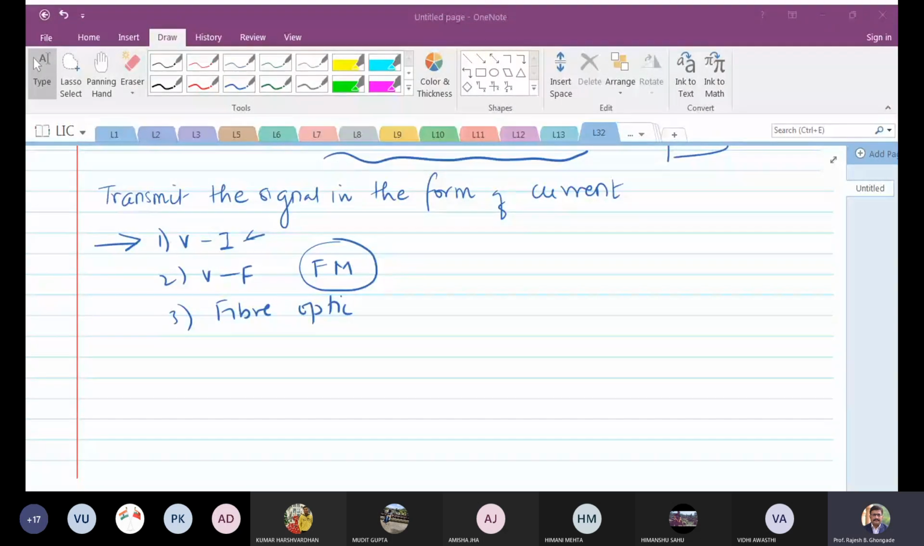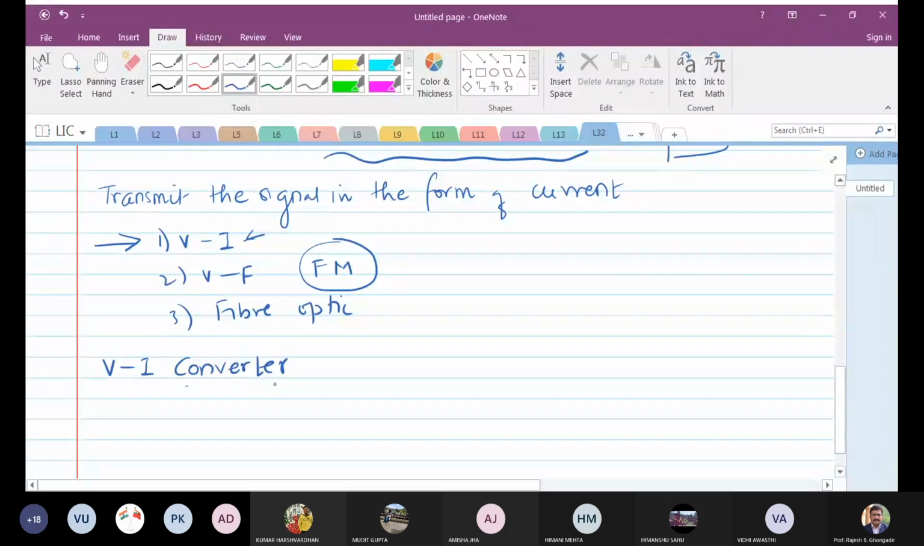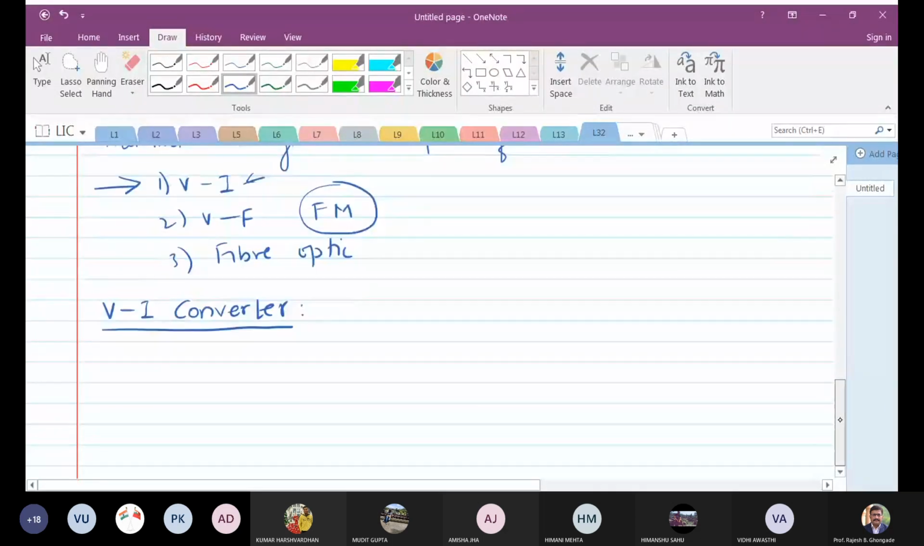But just for your information, there are other signal conditioning methodologies available. So let us see the very first one, the V2I converter. You have two different flavors in that. One is called a floating load V2I converter.